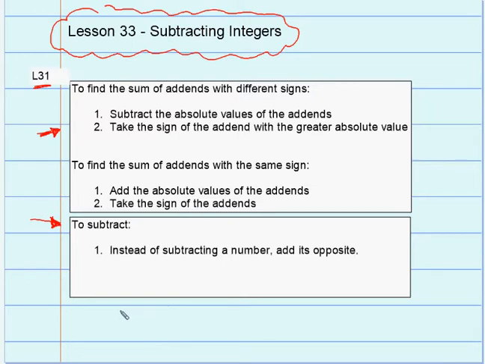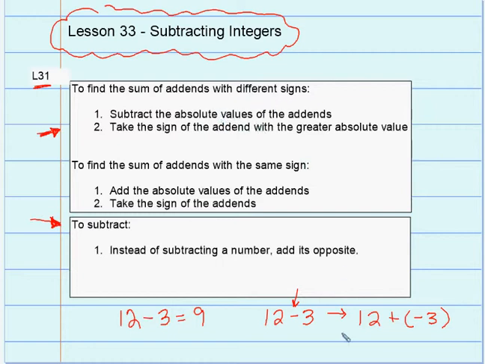Okay, so think about this, 12 minus 3. You know that that problem equals 9. 12 minus 3 equals 9. Well, what if we take 12 minus 3 and instead of subtracting, let's add the opposite. So this problem then becomes 12 plus the opposite of 3. So this problem is 12 plus a negative 3, and so we are adding different signs.